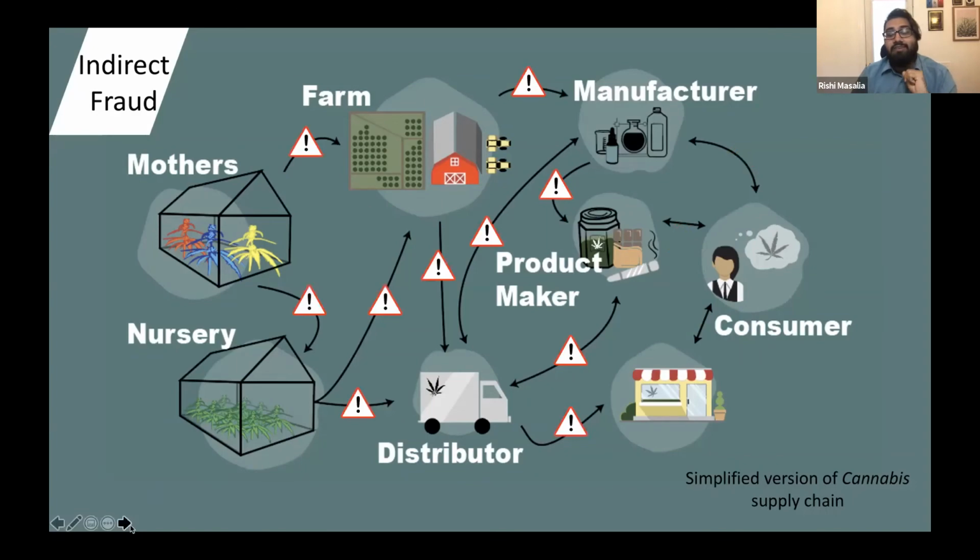You can also have indirect fraud. This is where somebody either mislabels something or changes the name of something earlier in the supply chain, and then sells it to you, a product maker, manufacturer, or dispensary, and you propagate that error to the consumer because you don't know any better. So you can have both indirect and direct fraud that affects you as a consumer.